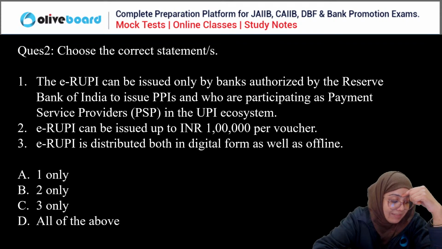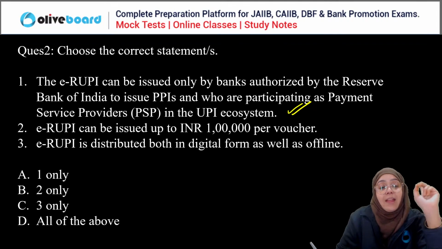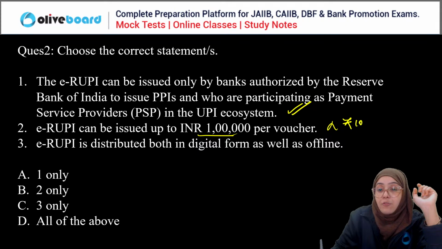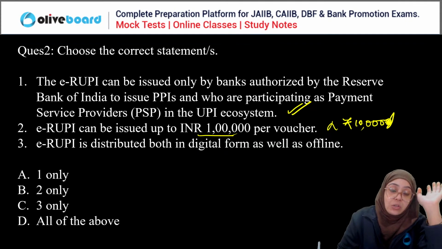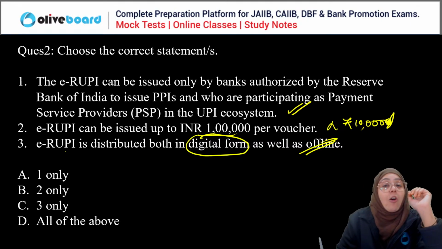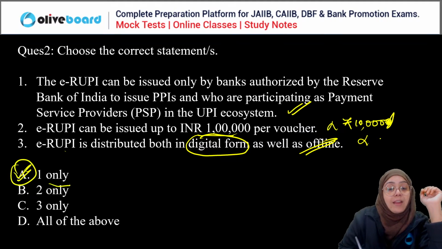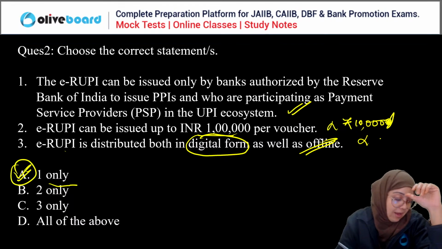So, you are all saying A is the correct answer. Krishna, Sharmila, Mansi, Gopal, Lakshmi, Hema, Sunny, everyone is saying A. Yes, first of all, A is the correct statement. Second, e-rupee can be issued up to 1 lakh per voucher. That is wrong. I just told you that e-rupee can be issued up to rupees 10,000 per voucher. E-rupee is only distributed in digital form, not in offline format. So this is also wrong. So A only is the correct answer.